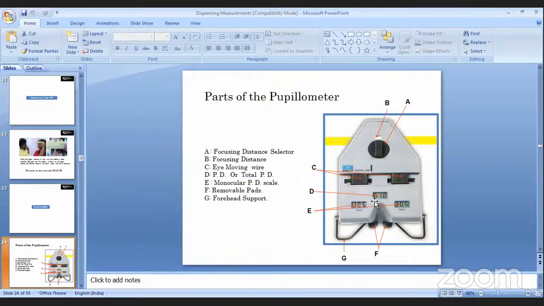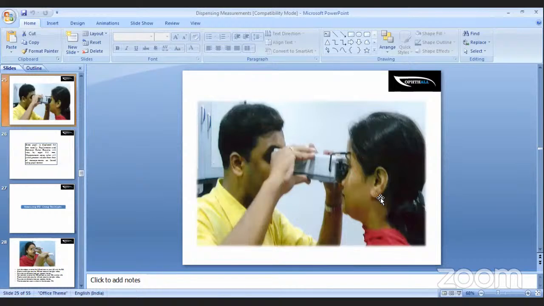Both distance and near PD can be measured together. Near PD is given here monocularly, and the cumulative distance PD is given here. This is the posture that you need to maintain. You and your patient have to be on the same line.